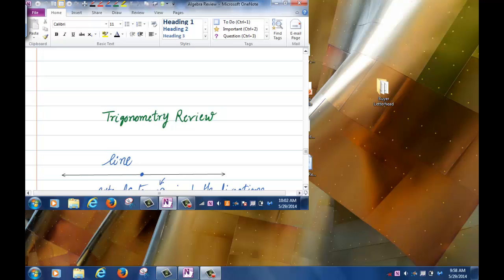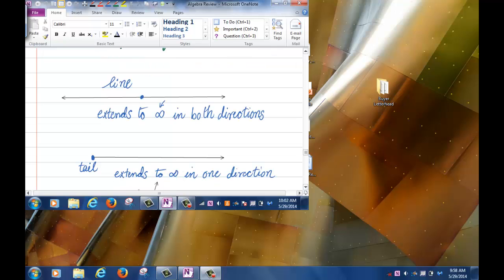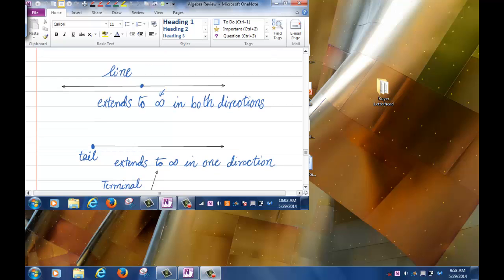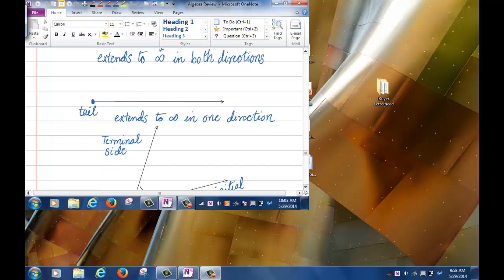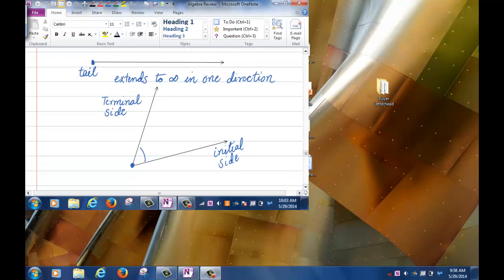Okay, so what I'm going to do is first of all go over very quickly what we did yesterday on trigonometry. So first of all, remember a straight line means a straight line extends to infinity in both directions, right? A ray starts at a point and extends to infinity in one direction only. And what is an angle? Well, an angle is formed when two rays have the same tail.